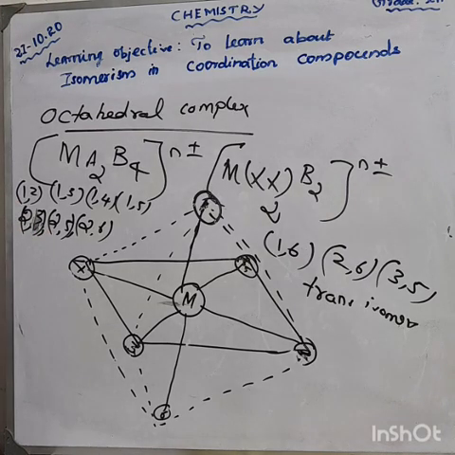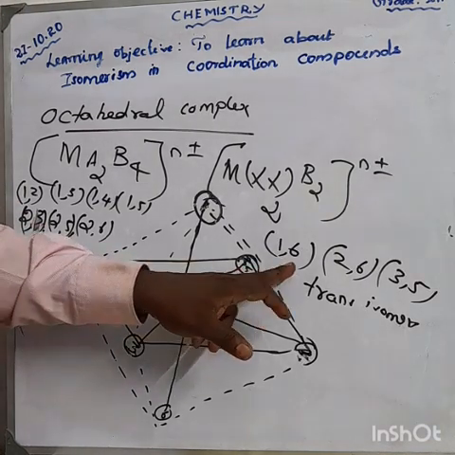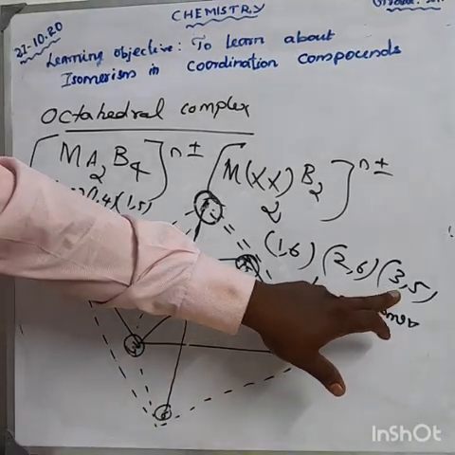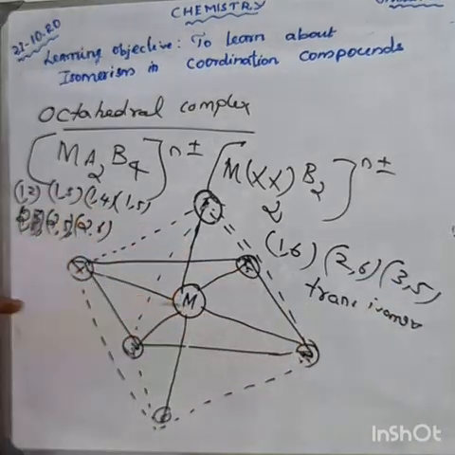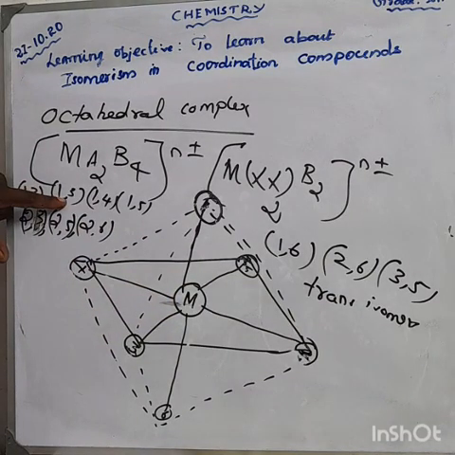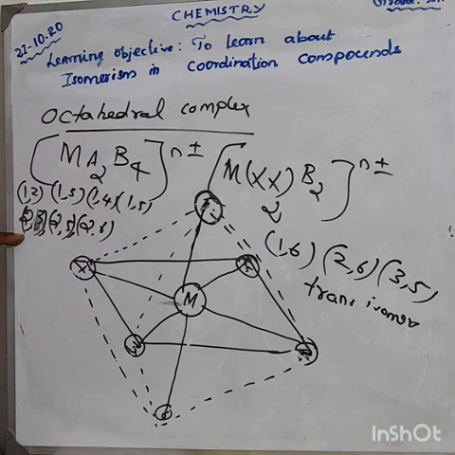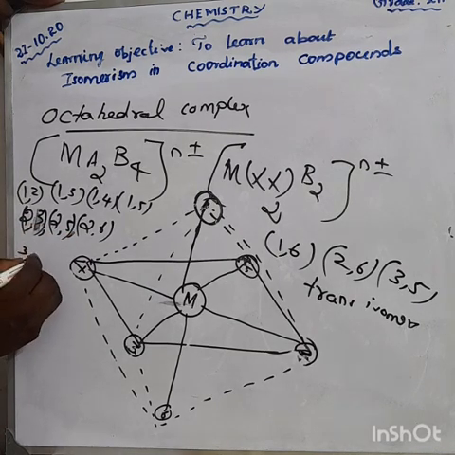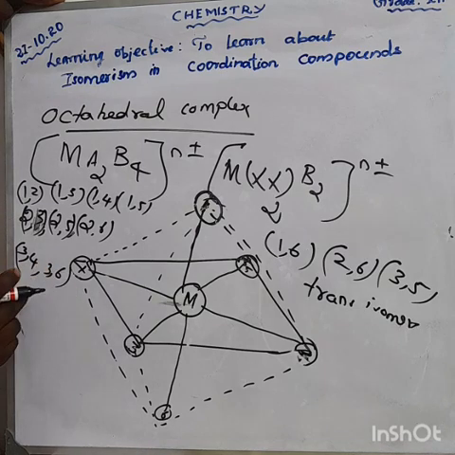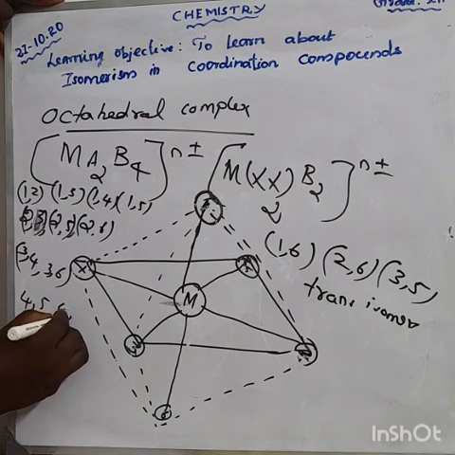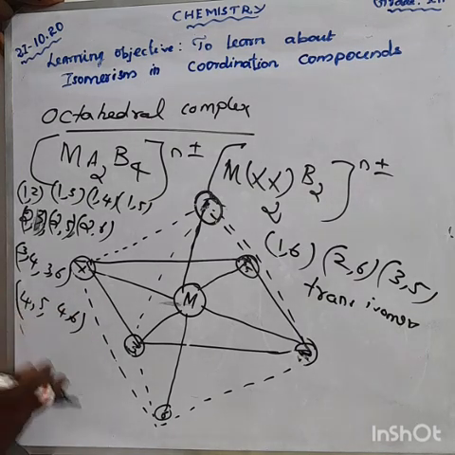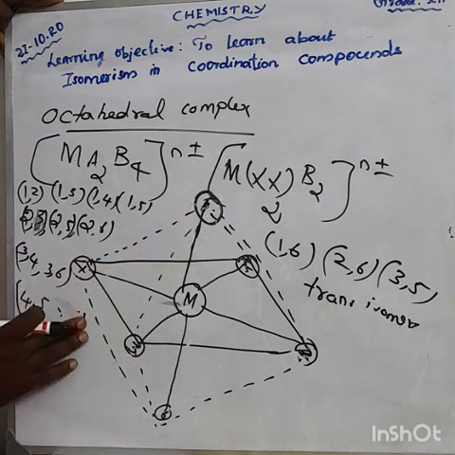Anyhow, which are the trans isomers? 1 and 6, 2 and 4, 3 and 5. What about the cis isomers? 1 and 2, 1 and 3, 1 and 4, 1 and 5 are cis. 2 and 3, 2 and 5, 2 and 6 are cis. And 3 and 4, 3 and 6 are also cis. And one more, 4 and 5, 4 and 6 also.